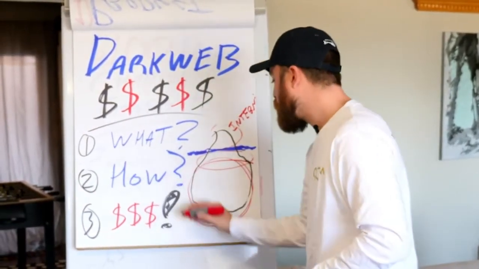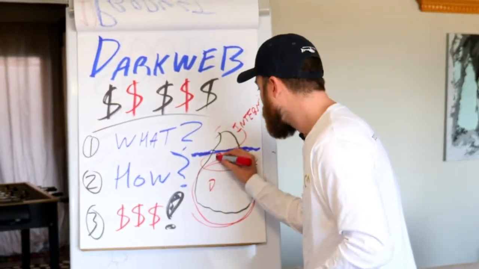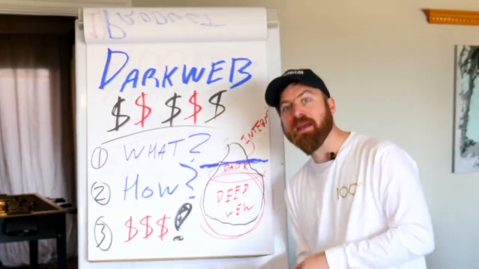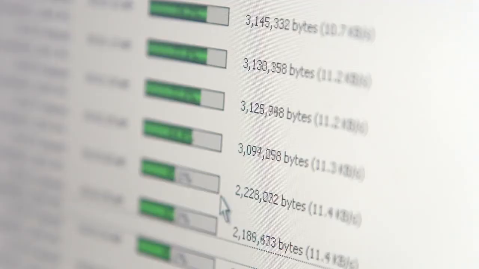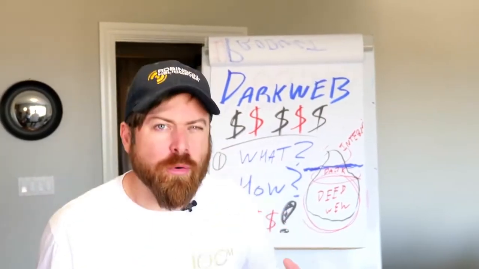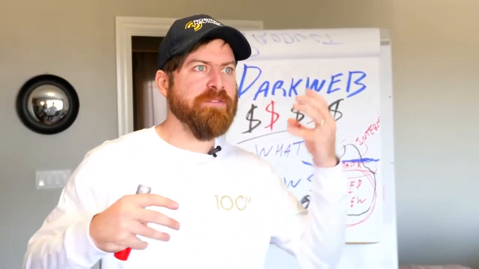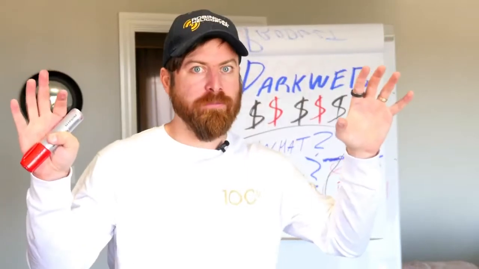Then you have what's called the deep web, okay? This is the dark web, and this is called the deep web. The deep web is where all the corporate, government, company, or personal information is stored. If you've ever heard of cloud computing, or if you work at a job where you have documents stored in the cloud, right?